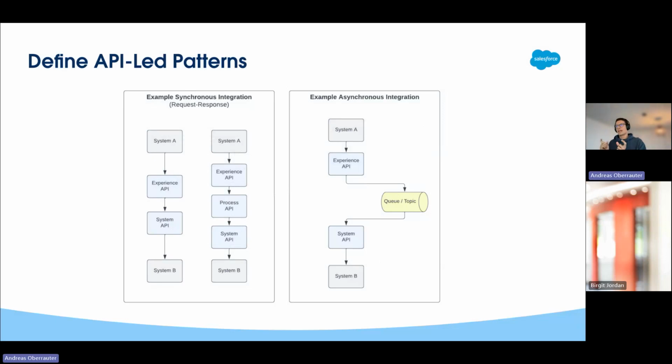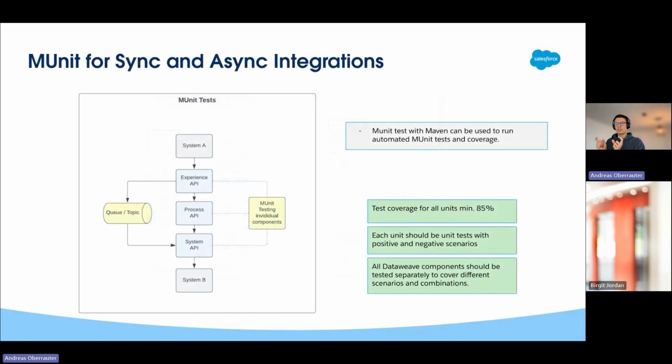What I do then is I take those two patterns and try to map them to the different testing types which I defined before. Like, how am I going to do MUnit tests for those two patterns? How am I going to do integration tests for those two patterns? And how am I going to do regression tests for those two patterns?